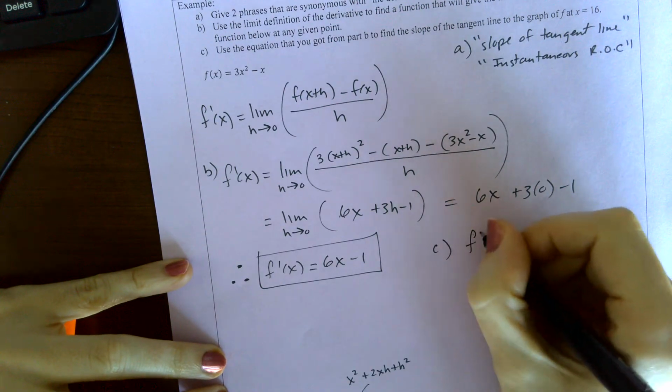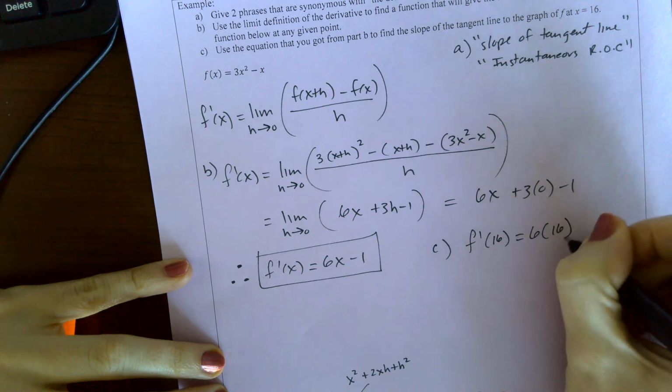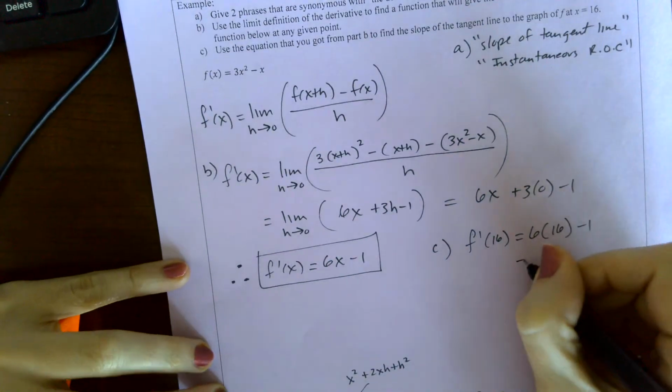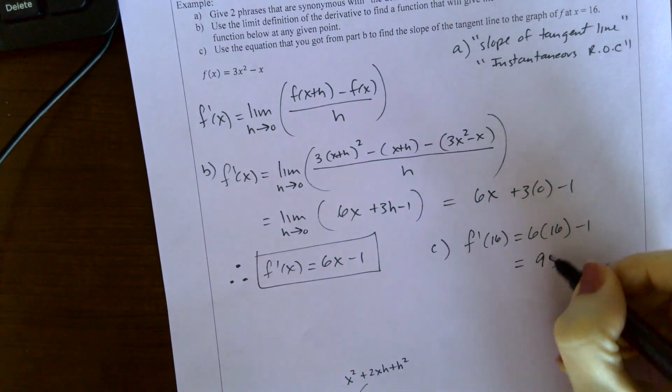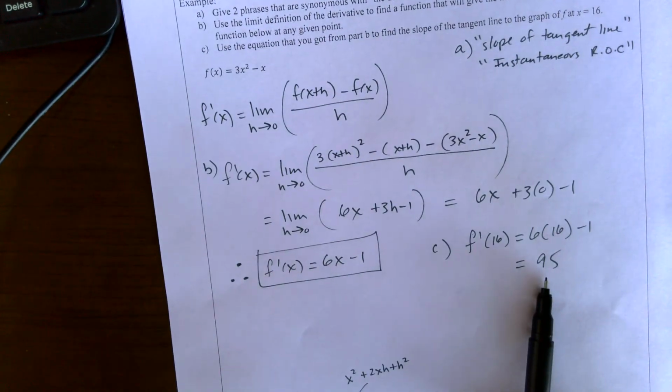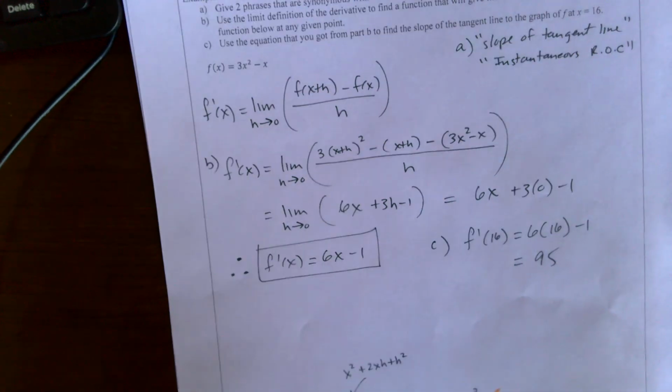So I'm going to go f prime of 16 equals 6 times 16 minus 1. This is equal to, I'm pretty sure from before, 95. Yeah, it's 95. So guys, imagine that. The slope of the tangent line is 95. That's a super steep slope. So that means that the graph is really steep at x equals 16.